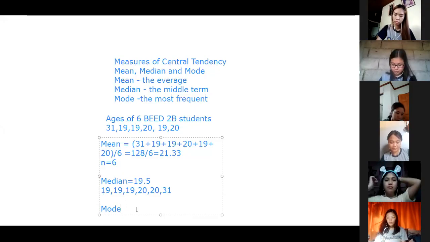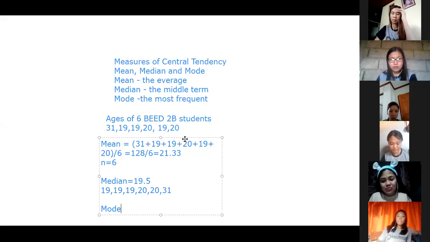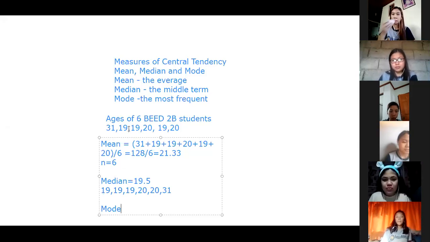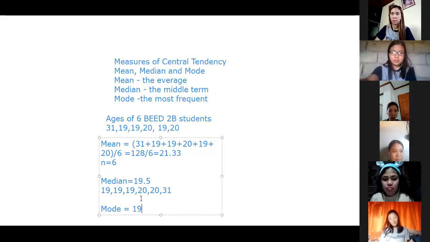So ibig sabihin, yung pinakamarami, yung pinakasikat, siya yung star ng mga scores. Pinakamarami siyang eksena. So ano yon? Pinakamaraming frequency, 19. Kasi 3 beses lumabas si 19. Okay? So kung tigi-tigisa lang naman sila ng frequency, ang isasagot nyo doon ay non-modal.